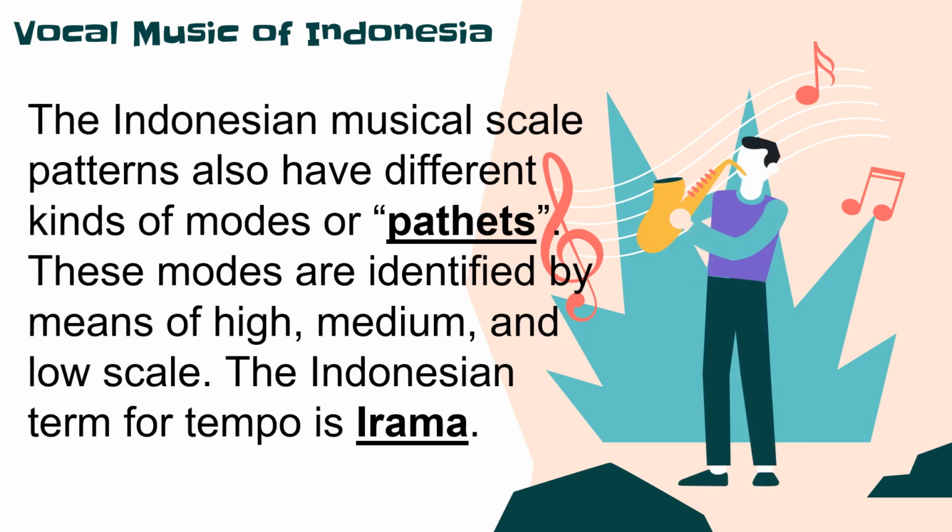So the Indonesian musical scale patterns also have different kinds of modes or patets. These modes are identified by means of high, medium, and low scale. So yung slendro or pelog, kung ano man ang ginagamit ng isang musician, pwede nyo malipat-lipat yun depende sa modes na ginagamit ng gamelan at ng Indonesian music. Pwedeng matataas yung nota, katamtaman yung nota, or pwedeng mabababa naman yung nota. So, the Indonesian term for tempo is irama. So, ano ang ibig sabihin ng tempo? It is the fastness and slowness of music.